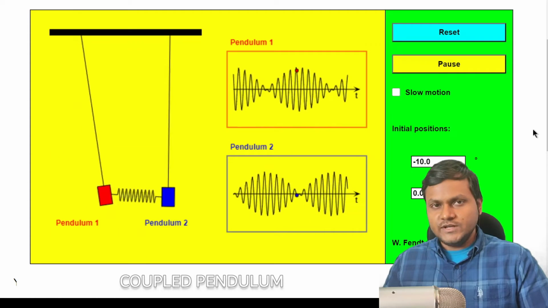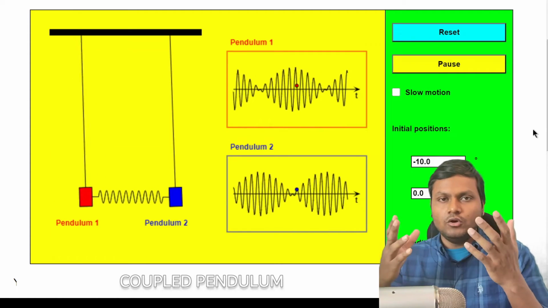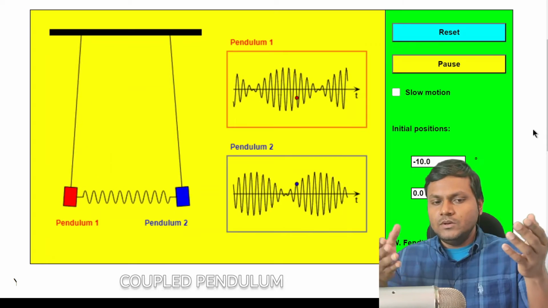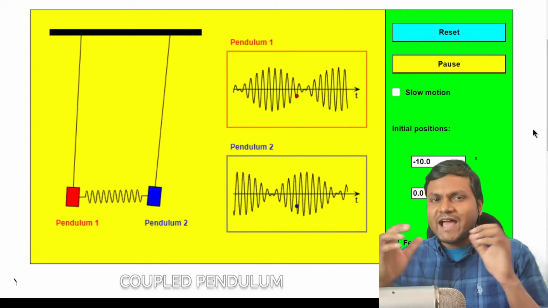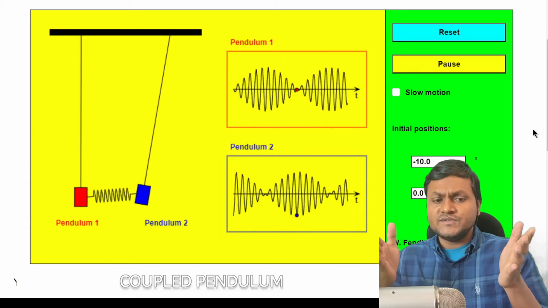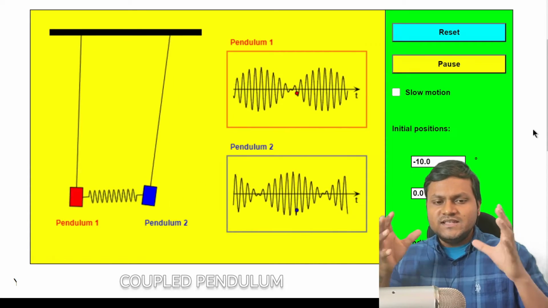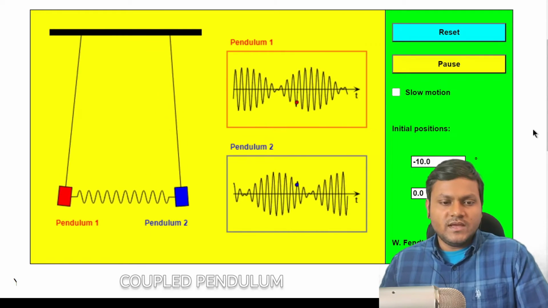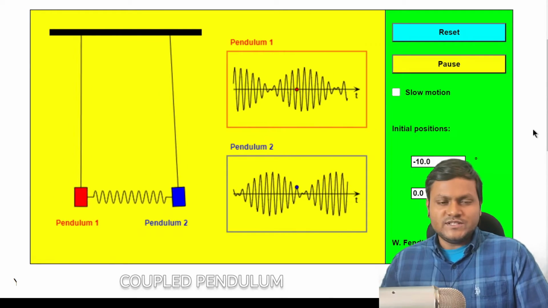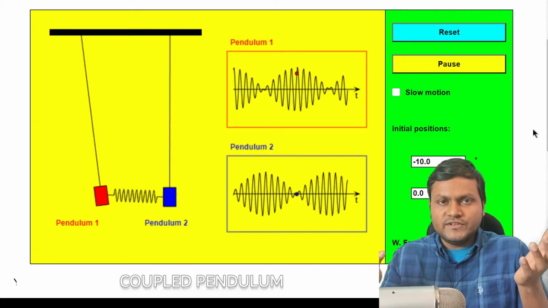Hi everyone, in today's video we're going to take a detailed look at the coupled pendulum system. If you have two oscillating pendulums interacting with each other via some kind of a spring system, let's suppose, then this kind of a system is known as a coupled pendulum system, and we are going to explore today what is going to be the general nature of its motion.